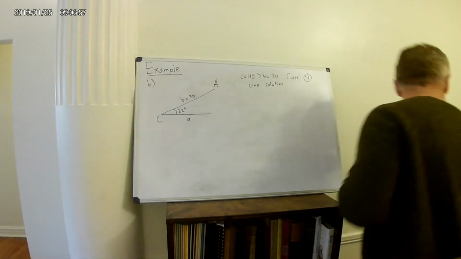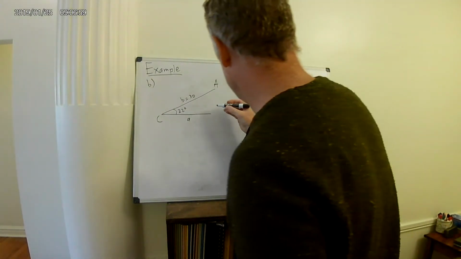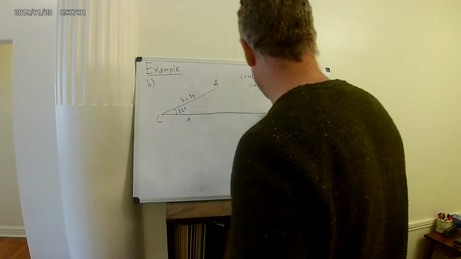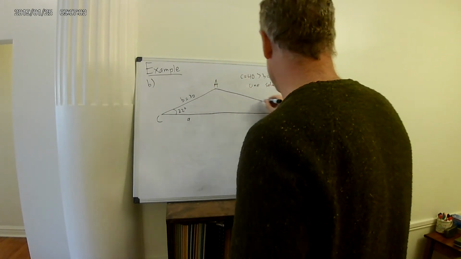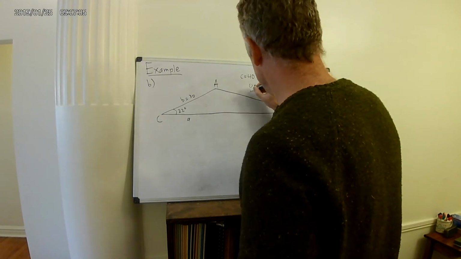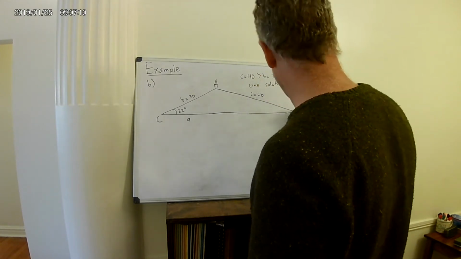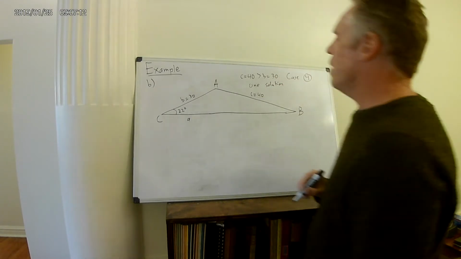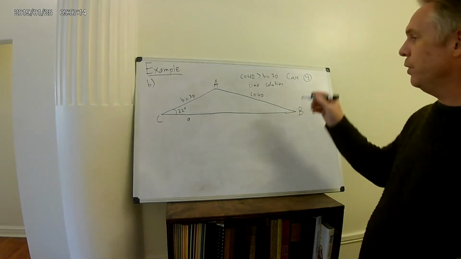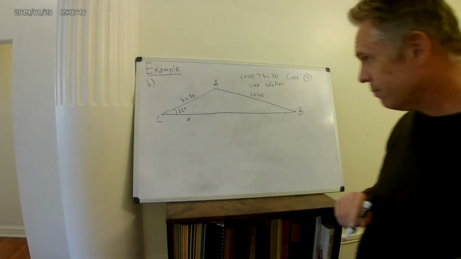Let me actually redraw this to the proper scale. I'm going to extend this side here, make it very long, and then extend this down like this. This is side C, equal to 40. This is angle B. And so this is what we have: only one possible triangle.